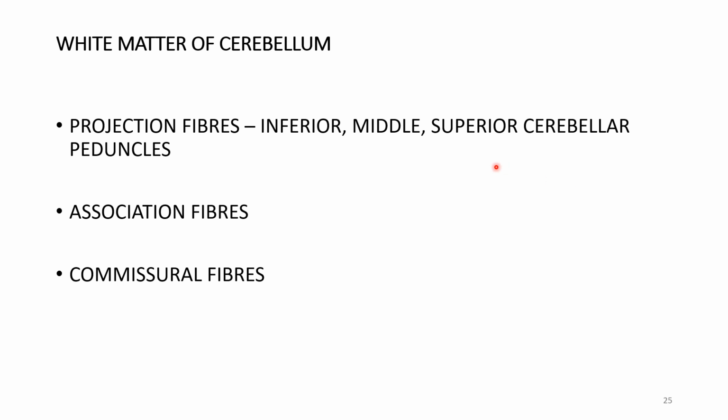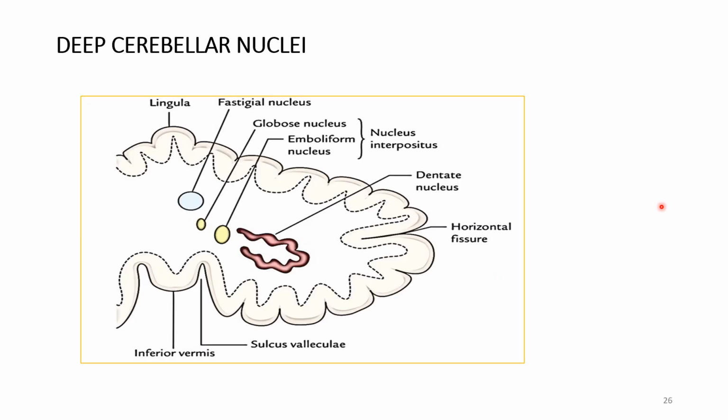Then coming to the white matter of the cerebellum, there are projection fibers, those forming the inferior, middle and superior cerebellar peduncles, and association fibers and commissural fibers. Then coming to the deep cerebellar nuclei, you have 4 deep cerebellar nuclei. This is the dentate nucleus, this is the emboliform nucleus, this is the globose nucleus. Globose and emboliform together are called the nucleus interpositus, and most medially is the fastigial nucleus.